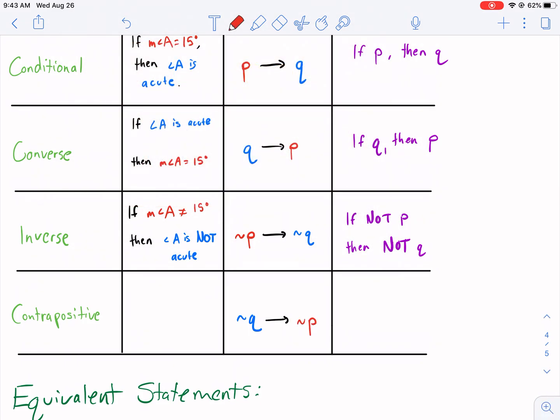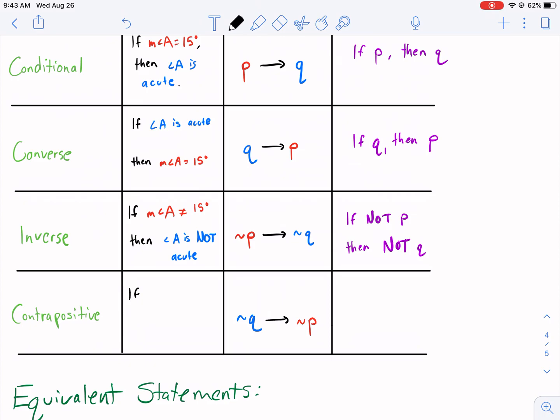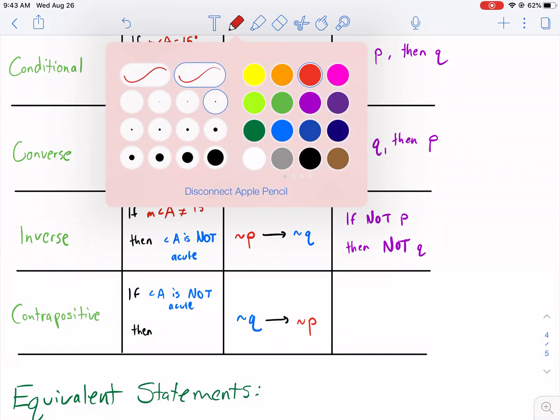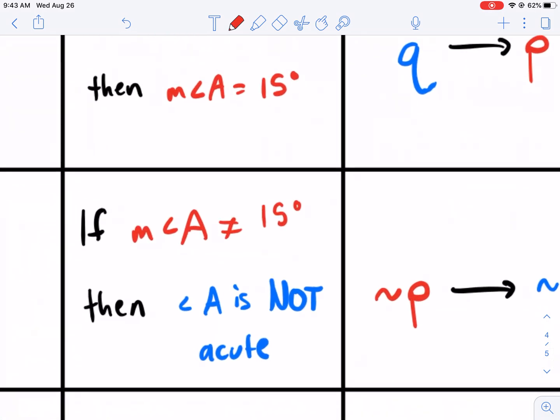Same thing as converse, just with "not" added in between, negation. Okay, we can still write our statement: if, and we're going to start with blue this time, it's in the first slot, angle A is not acute. Now we have our then statement, and our conclusion follows the then statement. Measure of angle A, that little m means measure, by the way.